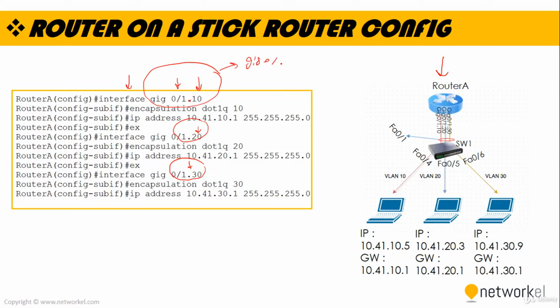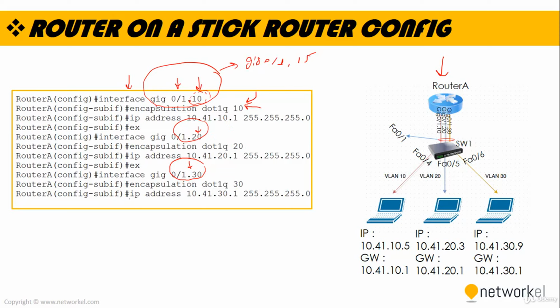could do this too: gig 0/1 dot maybe 15, but if I use again encapsulation dot1q 10, I will be terminating VLAN 10 again here. Okay, this number is arbitrary, but for simplicity we are using the VLAN number as the sub-interface name. The thing we need to focus on for terminating a VLAN is actually the encapsulation dot1q command.